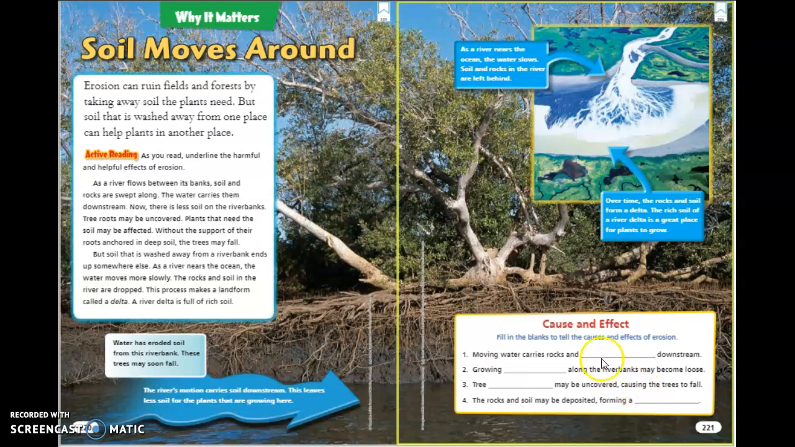Number 1. Moving water carries rocks and soil downstream. Number 2. Growing plants along the riverbanks may become loose. Number 3. Tree roots may be uncovered, causing the trees to fall. Number 4. The rocks and soil may be deposited, forming a delta.